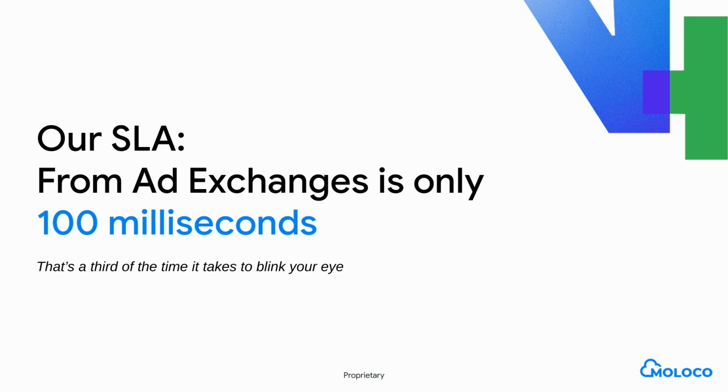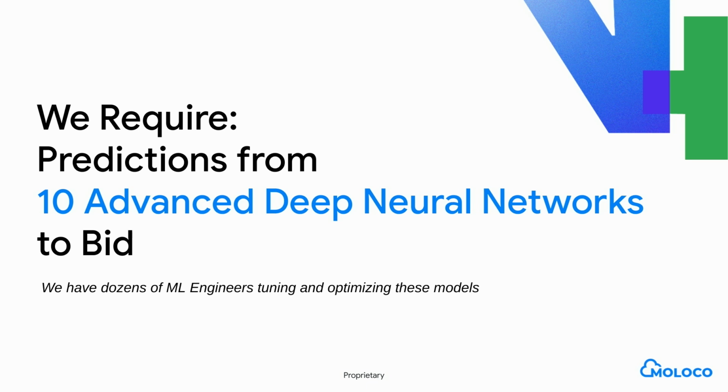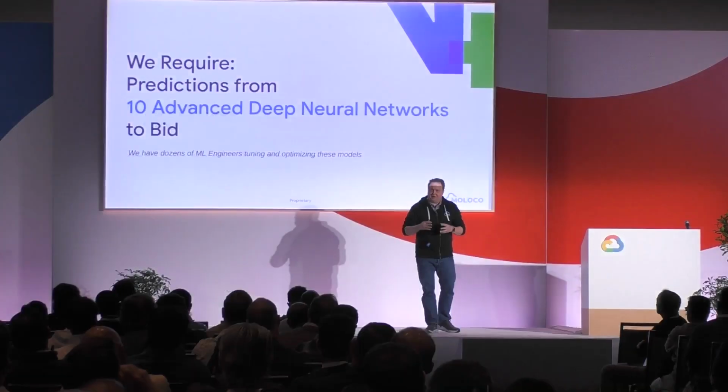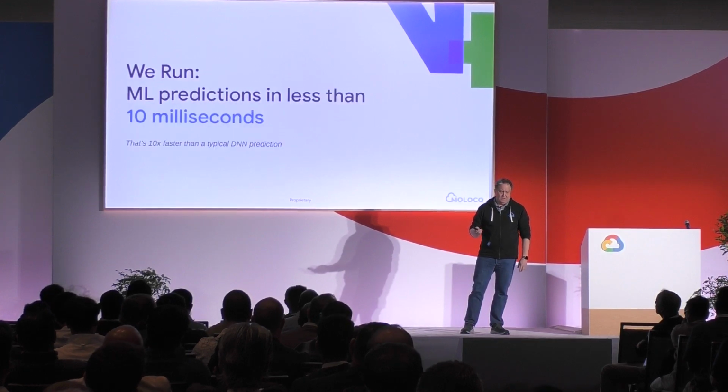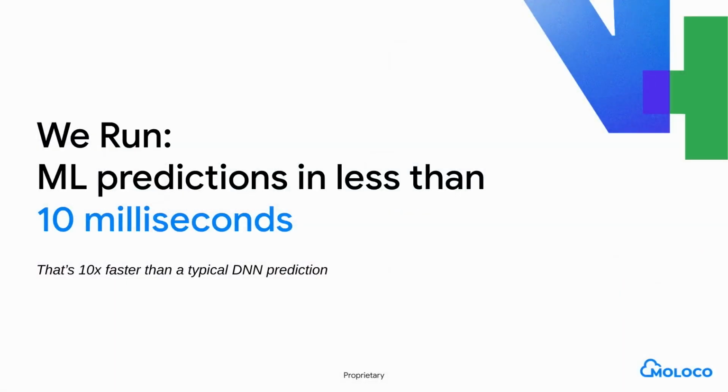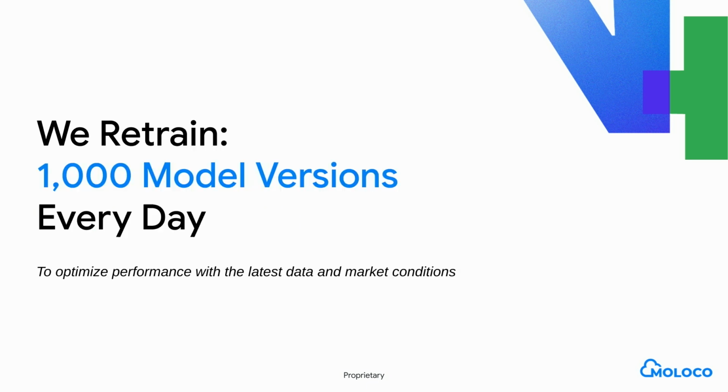So remember, we only get 100 milliseconds to make all of those decisions. And it actually takes about 10 different deep neural networks to place a bid. There's a lot of different decisions that we have to make about selecting the right inventory and making the right bid, and there's a whole host of models that work together to make that decision. So that's what we have these large teams of machine learning engineers focused on. Now, what that means, though, is that the predictions coming out of any individual model is closer to 10 milliseconds than 100 milliseconds, which is about an order of magnitude faster than what's typically possible with deep neural networks. And to top it all off, we have to keep these models fresh because we're doing real-time bidding, responding to ever-changing market conditions. So we're retraining about 1,000 model instances every day.